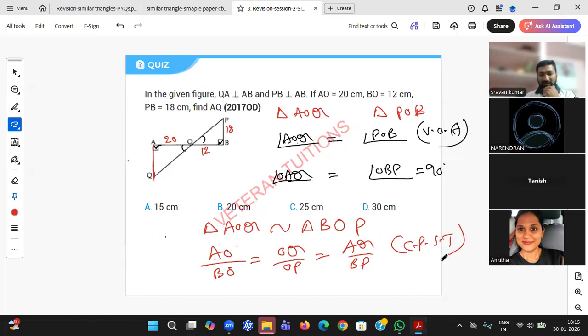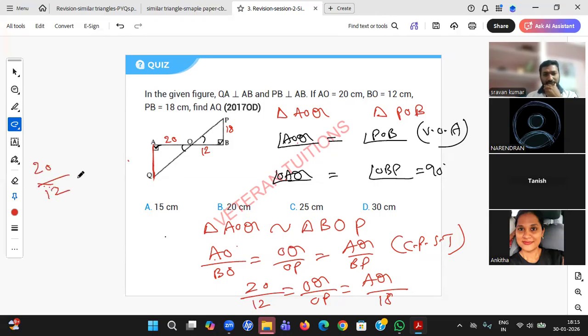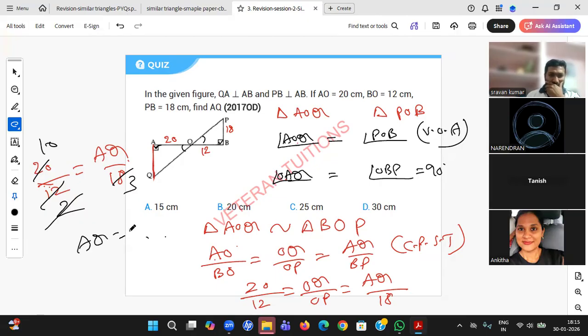If at all this question comes for 3 marks: AO is 20, BO is 12. OQ not given, OP not given, AQ I want, BP is 18. So obviously I can take 20 by 12 equal to AQ by 18. So 6 twos are 12, 6 threes are 18, 2 tens are 20, AQ equal to 30 centimeter. Yes, Narendra, right answer.